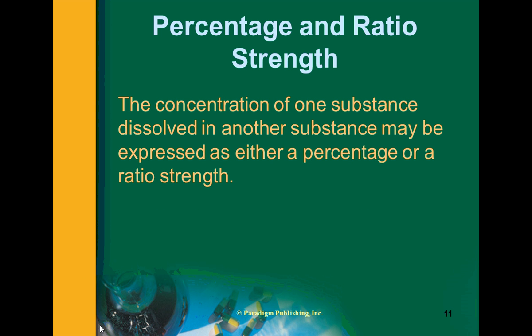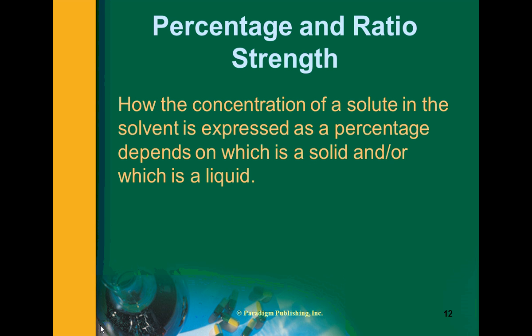The concentration of one substance dissolved in another substance may be expressed as either a percentage or a ratio strength. How the concentration of a solute in the solvent is expressed as a percentage depends on which is a solid and which is a liquid. So the concentrations can be expressed as fractions, and it can be with weight. One example of that, which I think I give to you in your next few slides, is W/W, which means weight of a product, which could be like X grams of a drug. And another weight would be 100 grams of the product.